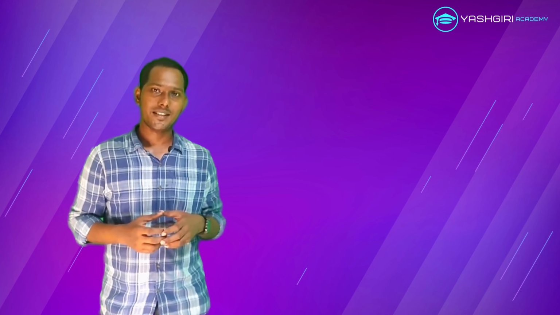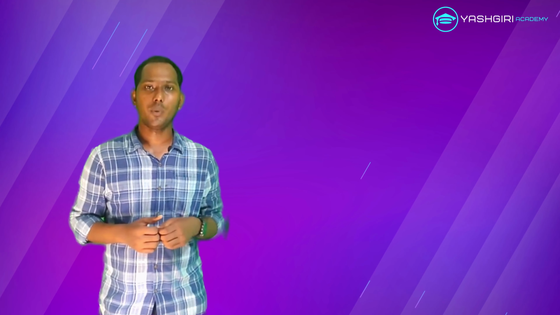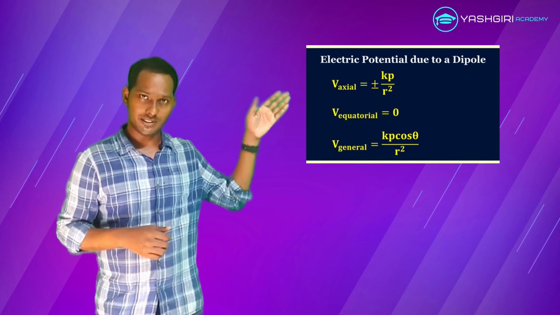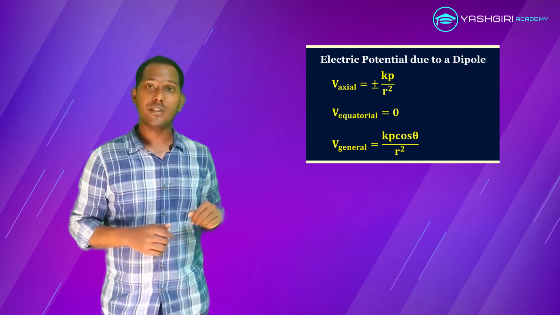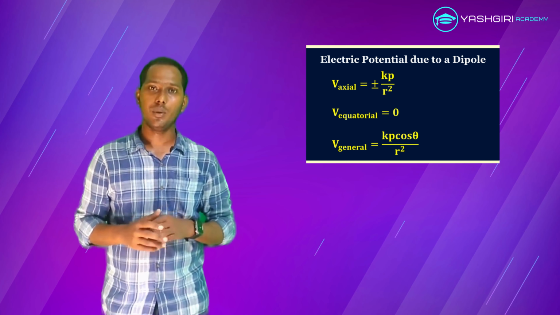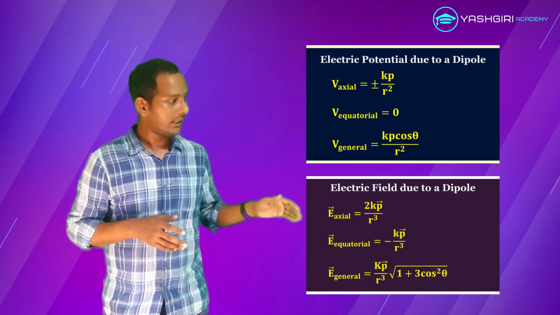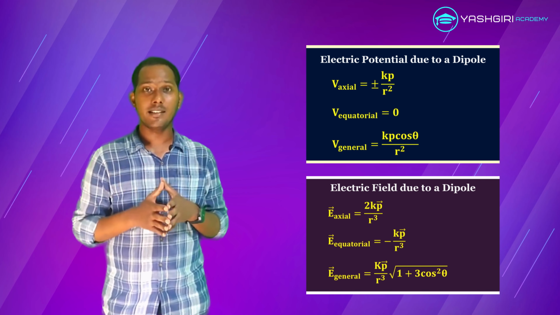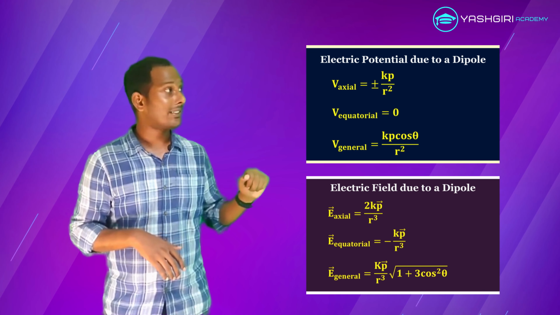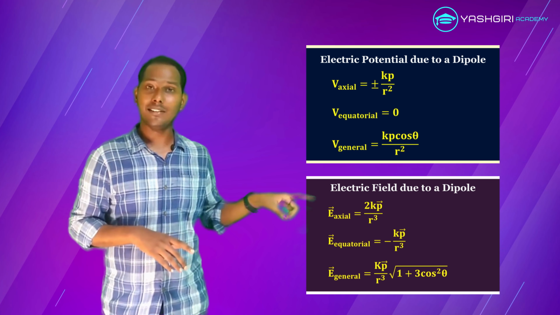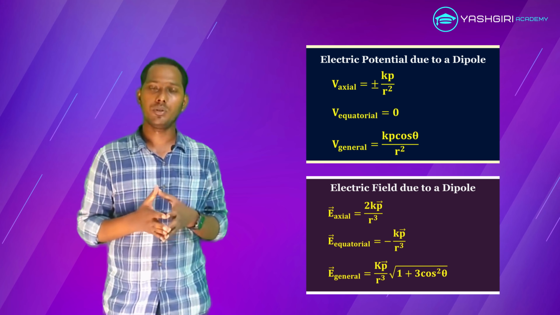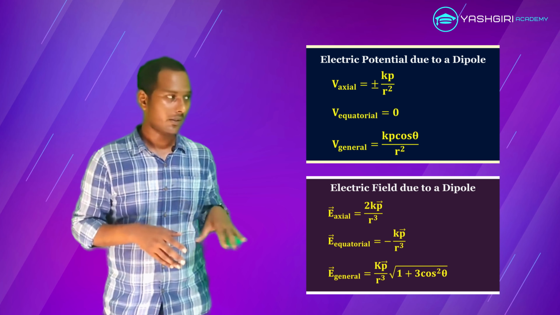Now in today's session, students, we have got the equations of electric potential due to the dipole. And if you compare this electric potential with the electric field due to the dipole, I can clearly say that the electric potential varies inversely proportional to the square of the distance, and the electric field is inversely proportional to the cube of the distance.